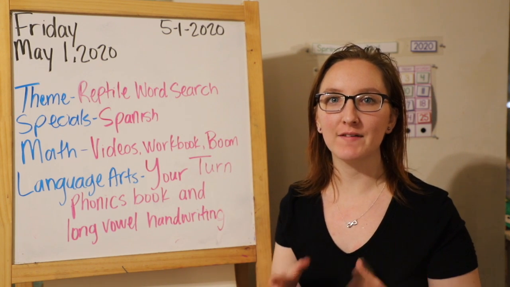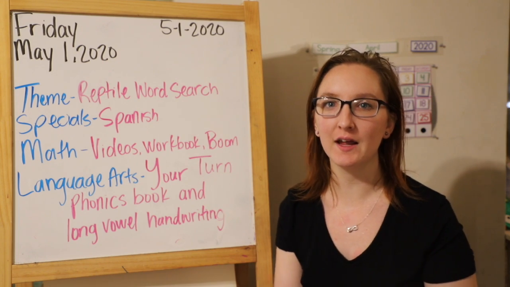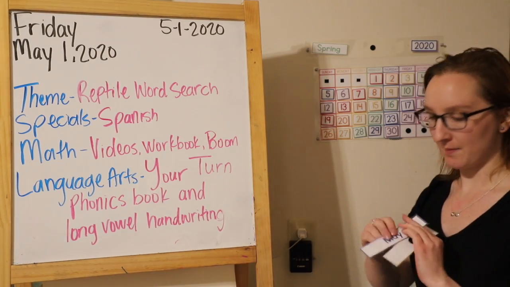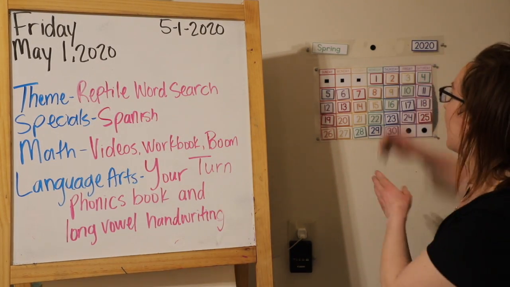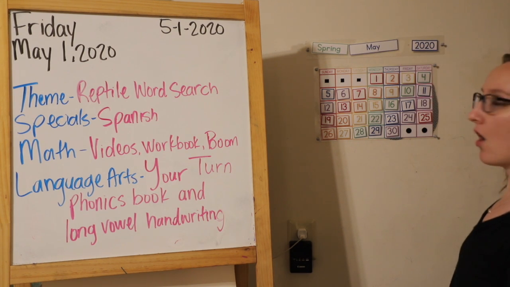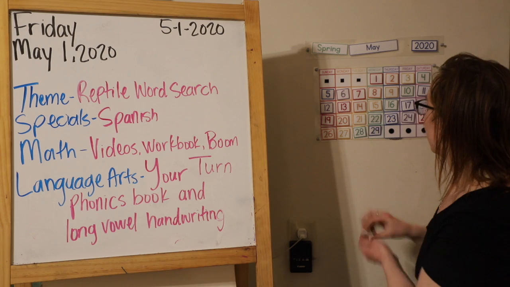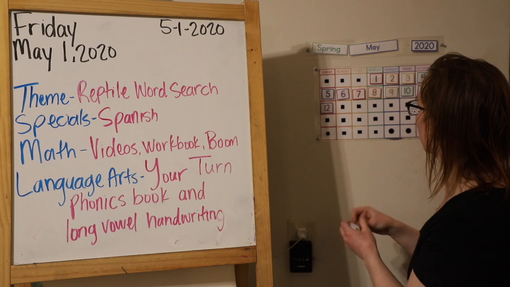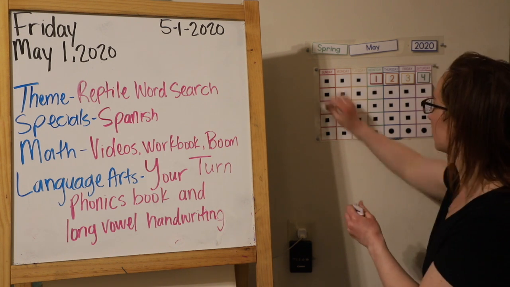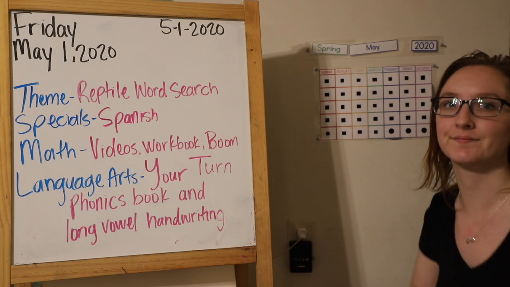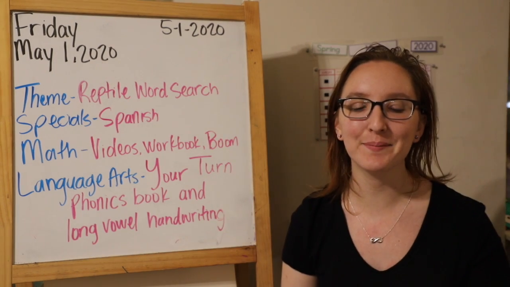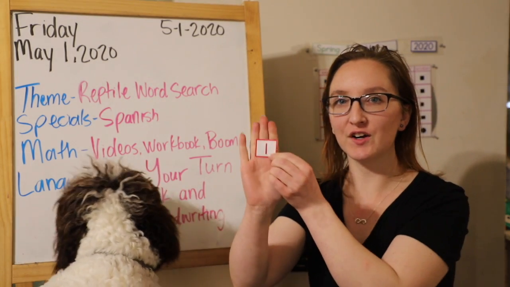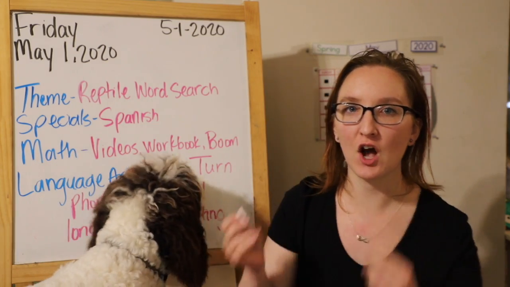So we get to make a very big change to our calendar today. We are going to change it from April to May, and we need to take down all of these days. Since it's the beginning of a month, it is going to start on the 1st, and our 1st is starting on a Friday.